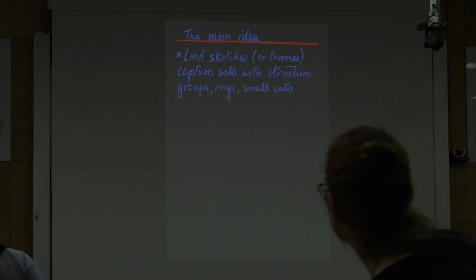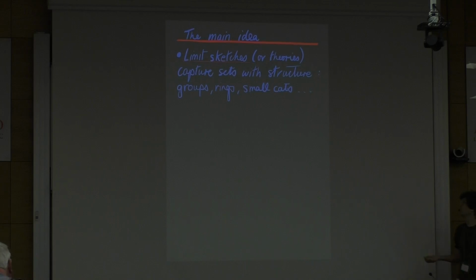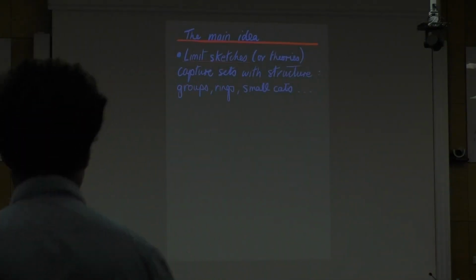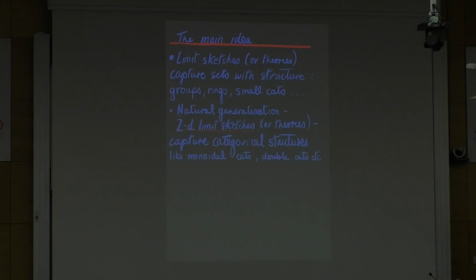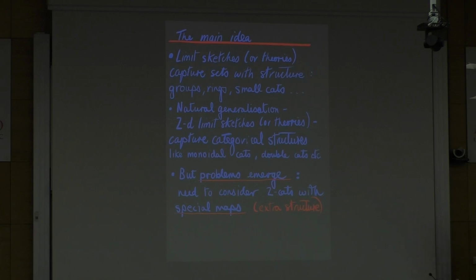So classically, limit sketches capture things like groups or rings, or if you use pullbacks, small categories, stuff like that. So they're great. Everybody likes them. If you want to capture things like categories with structure, you would think that you want to use some sort of two-dimensional limit sketch. And this works very well, but it sort of breaks down surprisingly in some aspects. Not completely, but some aspects of it do, and they're not totally obvious.